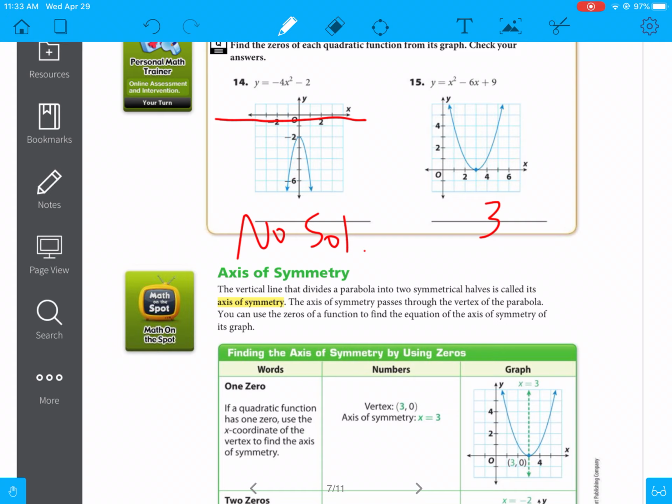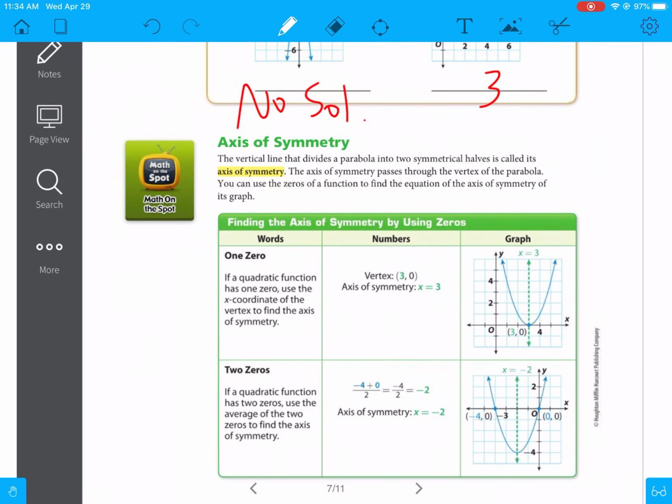And then we have one more thing that we're going to talk about, and that is the axis of symmetry. The vertical line that divides a parabola into 2 symmetrical halves is called its axis of symmetry. The axis of symmetry passes through the vertex of the parabola. You can use the zeros of a function to find the equation of the axis of symmetry. So if you have (1, 0), the axis of symmetry is going to be your x value there. So if your vertex is at (3, 0), your x value, 3, is your axis of symmetry.